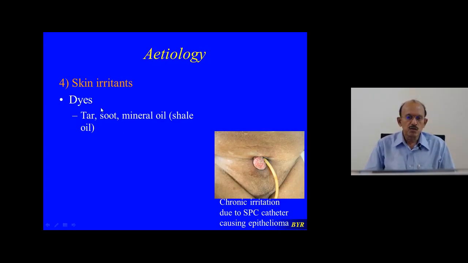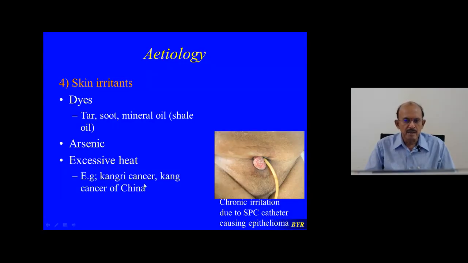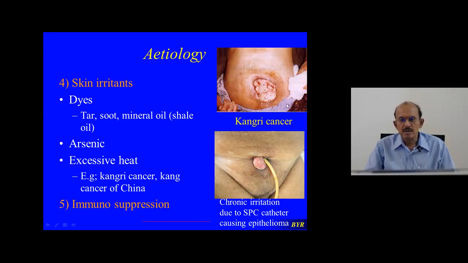So the tar, soot, or mineral oil like shale oil, they can cause chronic irritation and cancer. Then arsenic, then excessive heat. Example, Kangri cancer and Kang cancer of China. Then immunosuppressive diseases also predispose to cancer. This is Kangri cancer.